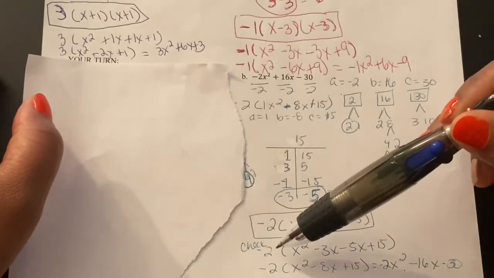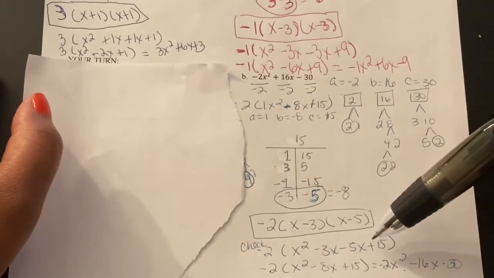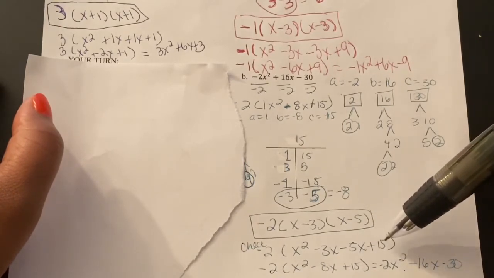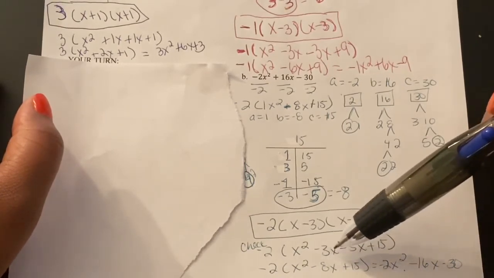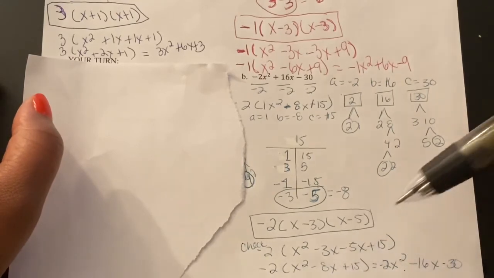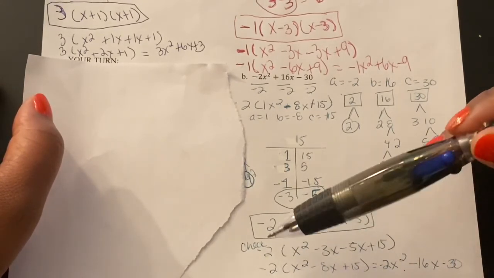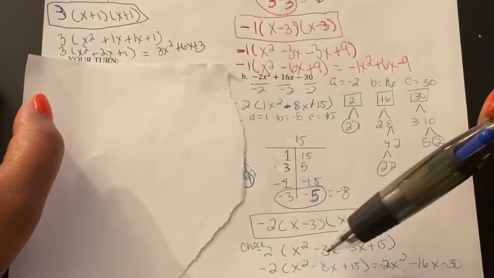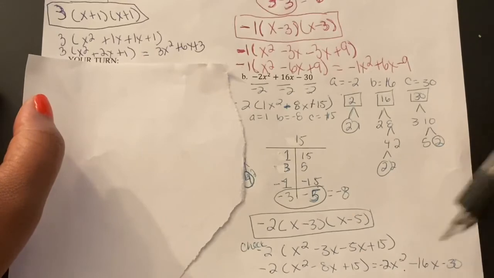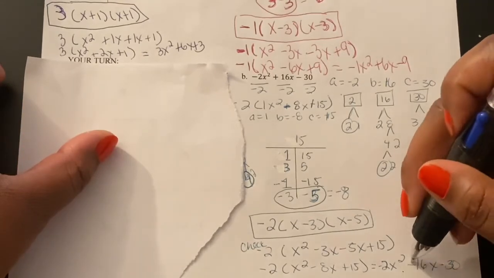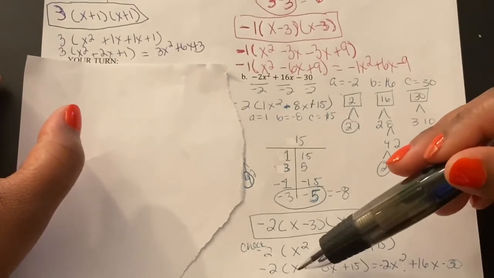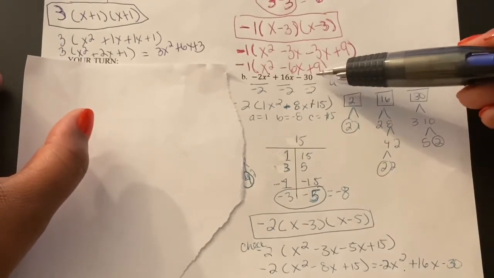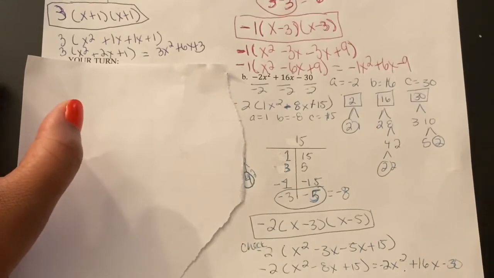And in order to check it, we go ahead and do our FOIL, which gives us x squared minus 3x minus 5x plus 15. Combine your like terms. Negative 3x minus 5x equals negative 8x. And then distribute that negative 2. Negative 2 times x squared is negative 2x squared. Negative 2 times negative 8x is positive 16x. And then negative 2 times 15 is negative 30, which is exactly what we had in the beginning. Okay.